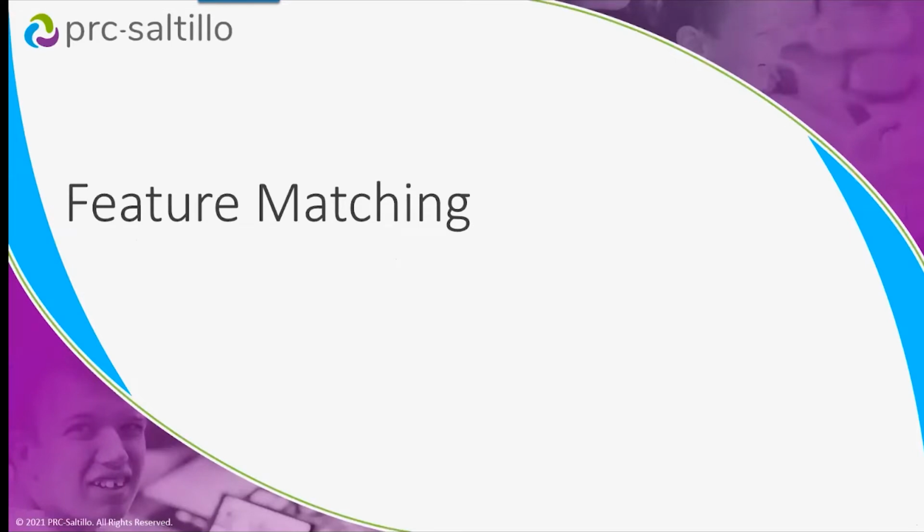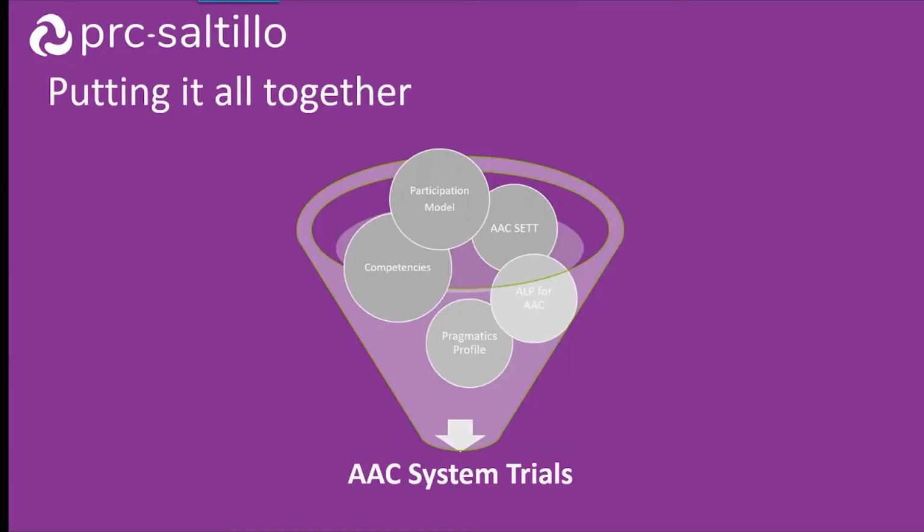All right, so we're going to talk about feature matching. You've probably all heard of this when it comes to AAC, but what does it really mean? We gathered all this information from our assessments regarding our students' needs, and we want to see how those match up with AAC system features. So we're going to try to give you a process that you can use to do that. You can think of it as putting all the assessment pieces into a funnel and seeing what AAC system might work best for our client, and maybe start our trials with that.